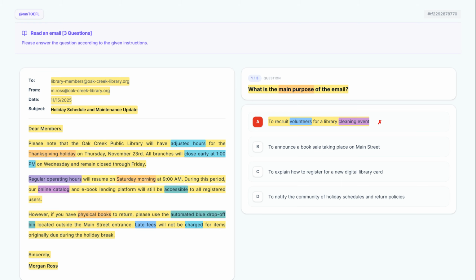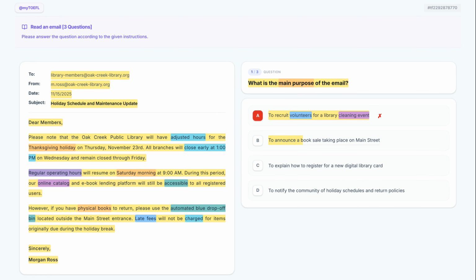Now, let's examine option B. To announce a book sale taking place on Main Street. While the library is on Main Street, the email is about a schedule update, not a book sale. This is a distractor using a familiar location.